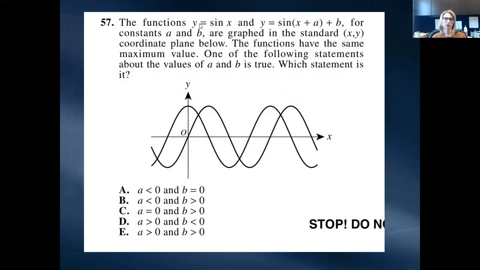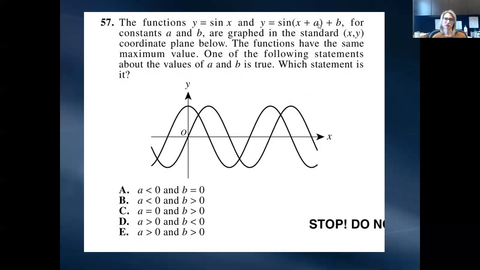The functions y equals sine of x and y equals sine of (x plus a) plus b, for constants a and b, are graphed in the standard coordinate plane below. The functions have the same maximum value. One of the following statements about the values of a and b is true. Which statement is it?